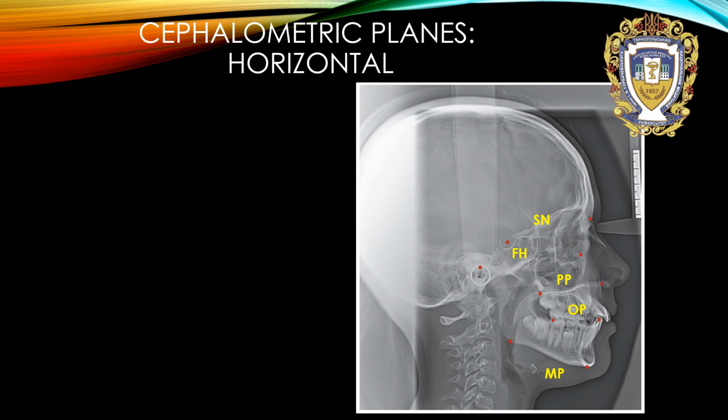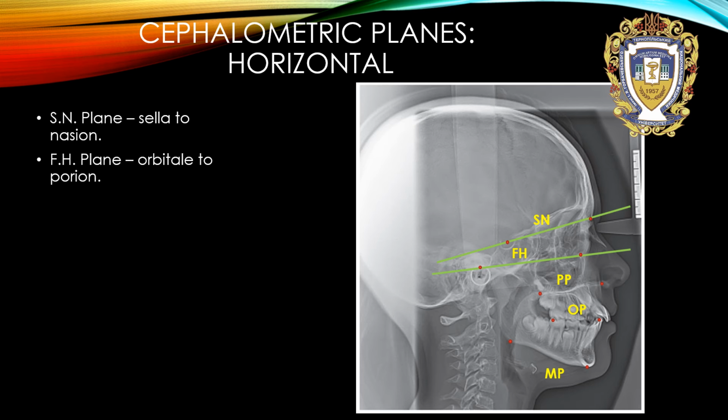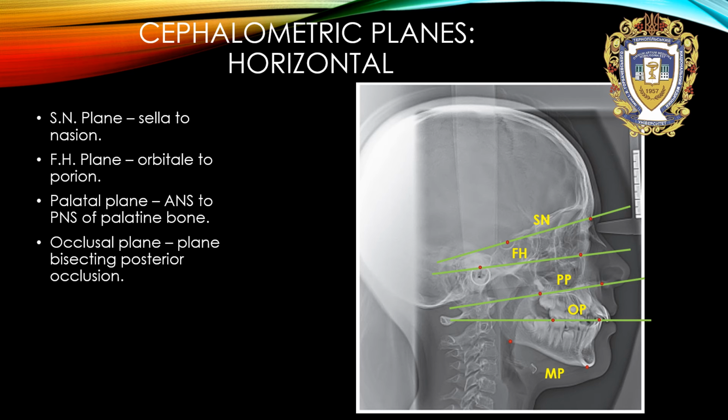Horizontal cephalometric planes: Sella turcica to nasion point, SN plane; Frankfurt horizontal plane, through porion point and orbitale point; palatal plane between anterior nasal spine and posterior nasal spine of palatine bone; occlusal plane between contact point of first molars and central incisors; and mandibular plane. This plane passes through gonion-gnathion points.